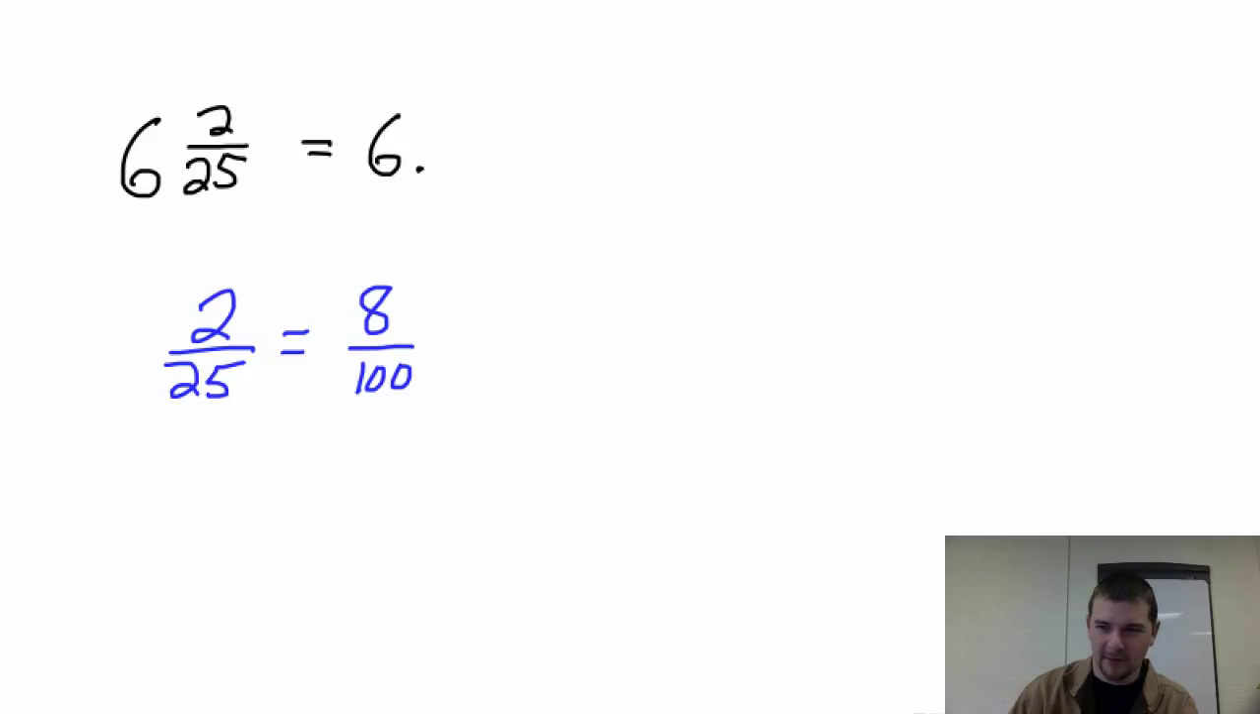We would have a 0, let me switch back to a black pen. We have a 0 in the tenths place and then an 8 in the hundredths place. So this can be read as 6 and 8 hundredths.